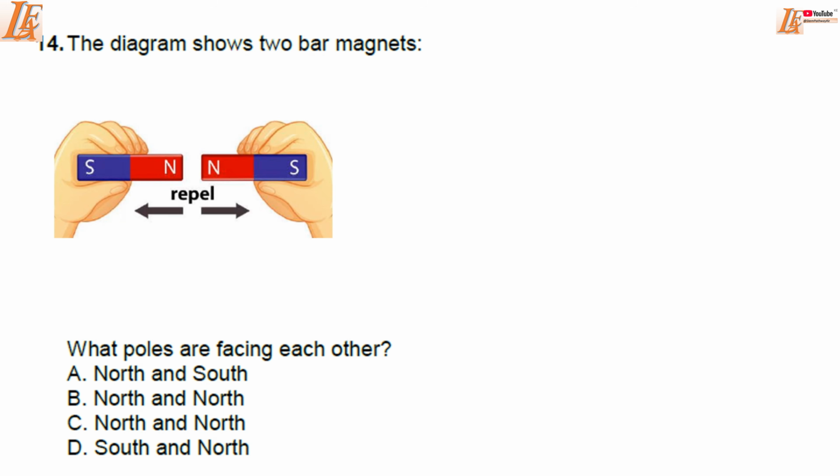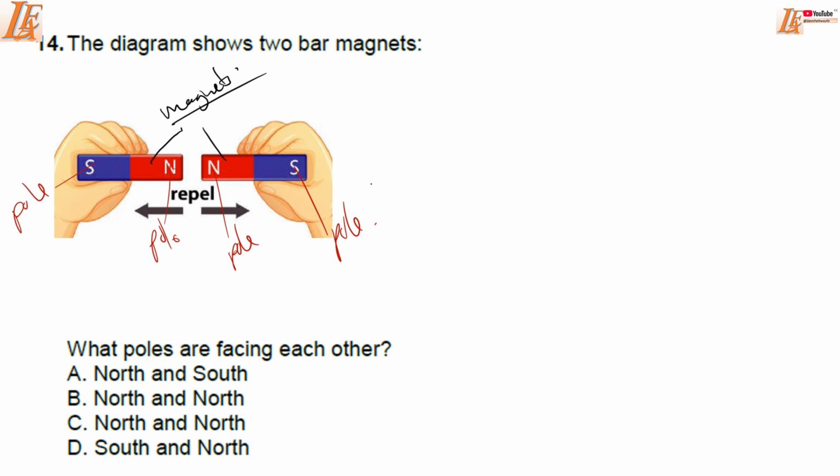Then another question, the diagram below shows 2 bar magnets. So in this case, we have a magnet. And what is a magnet? A magnet is a substance which can attract magnetic materials. So these are 2 magnets. And what you should note is that magnets have 2 poles. This is what we call a pole, and this is also a pole. So a magnet has 2 poles.